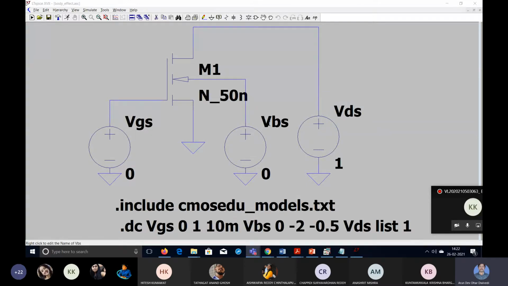VBS means voltage between body and source. It is providing voltage between body and source. And at the gate, some source is connected, VGS. At the drain side, some source is connected, it is VDS. And the source is grounded. The body is not connected to the source. The body is separately connected with this new voltage source.